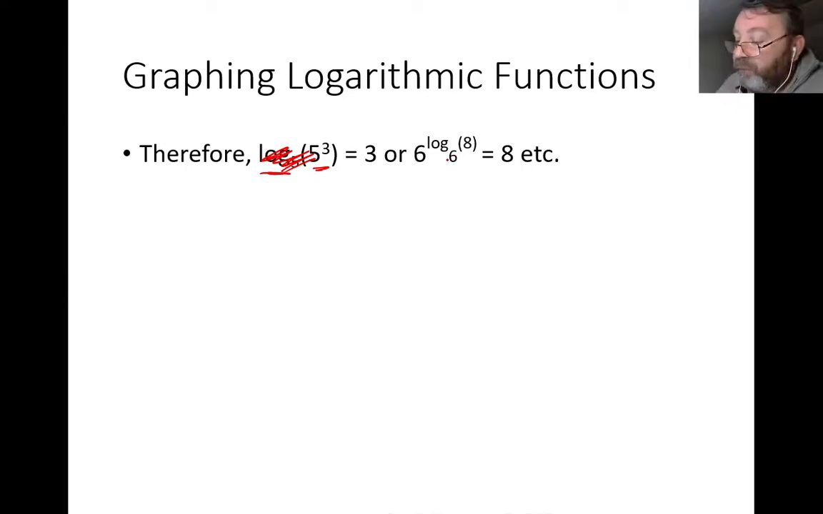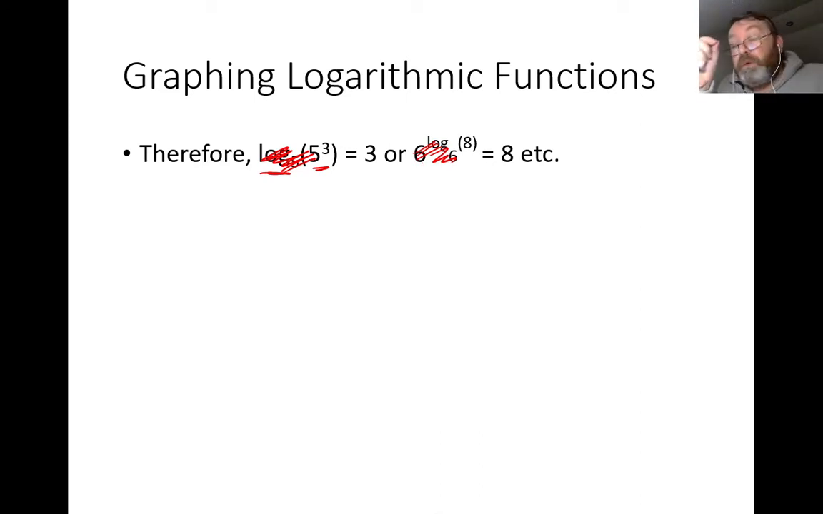And the same thing goes over here. If you take this index, the base of this index here is 6, and the base of this log is 6. So therefore, if the base of the index form is 6 and the base of the log is 6, then it leaves you simply with the power, which is 8.